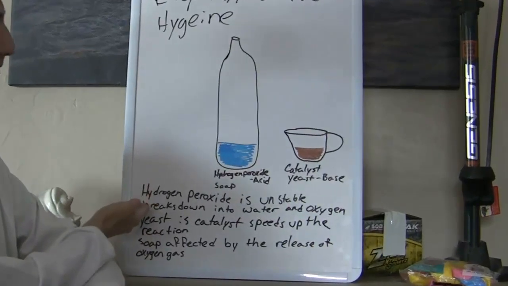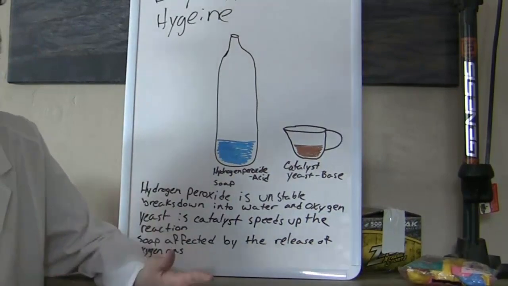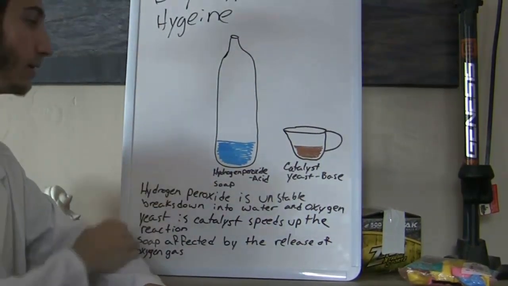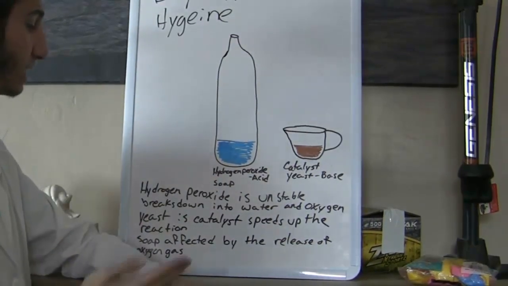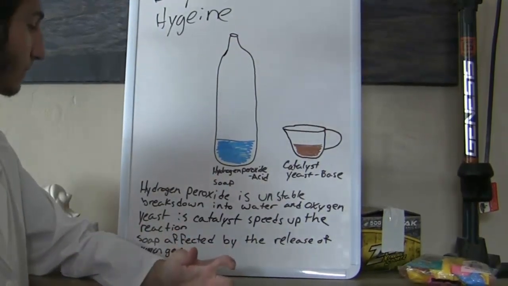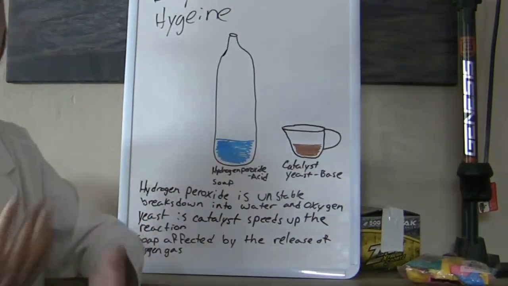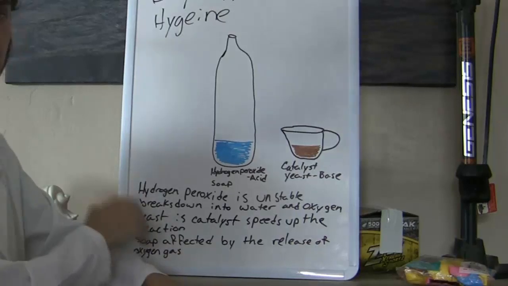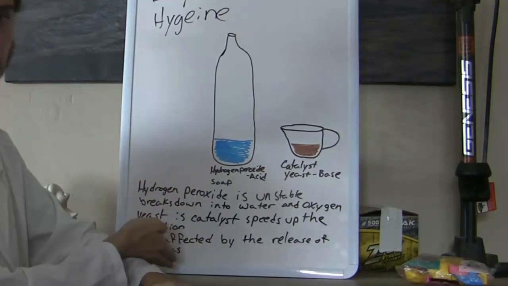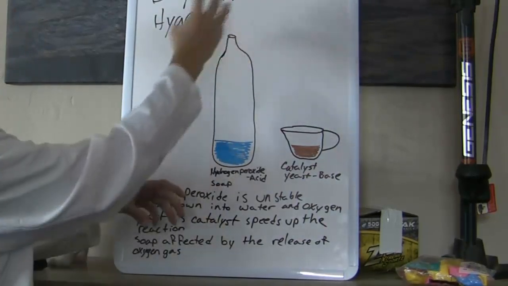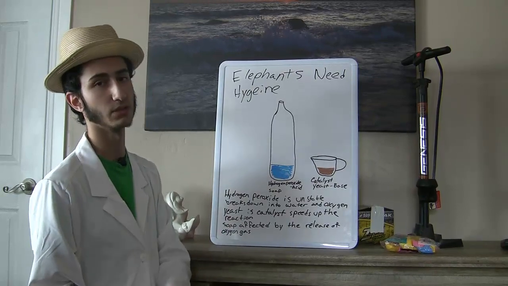So, hydrogen peroxide is an unstable molecule that normally breaks down into water and oxygen over a long period of time. It is also an acid. Yeast, which is a base, is considered a catalyst in this situation because it's gonna speed up that reaction. Now, because we're getting a lot of this oxygen gas and we're getting all this water coming up all suddenly, the soap that we poured into the hydrogen peroxide is going to be affected by the release of our oxygen gas, causing this great foam to come up, which we'll just call toothpaste because that's what it looks like.